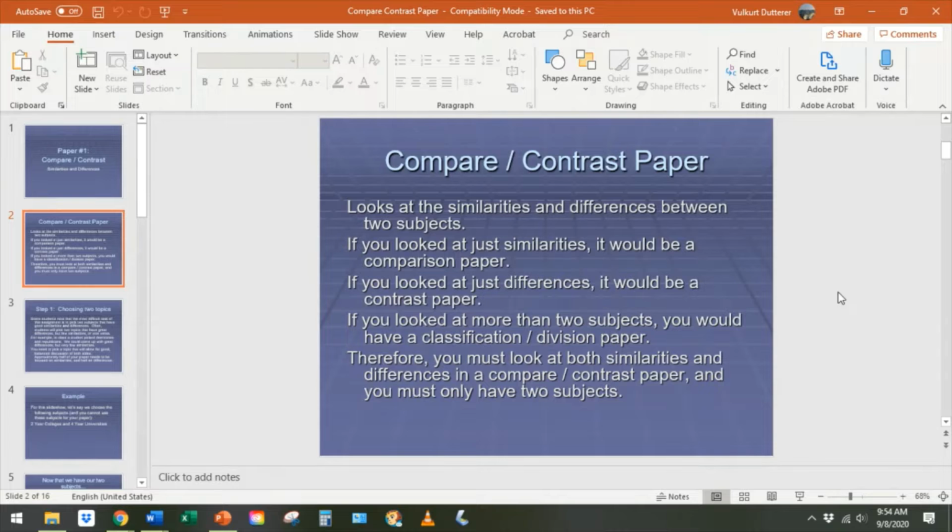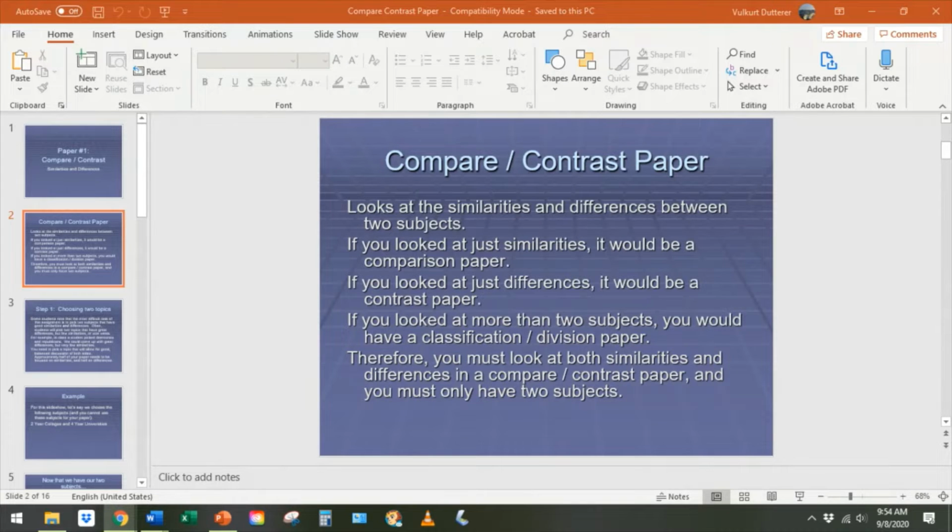Something else that's important is that you can only have two subjects, okay? If you have more than two subjects, then you don't have a compare-contrast paper anymore. You have something called a classification and division paper. If you turn in a classification and division paper for a compare-contrast paper, that's the wrong structure, and you don't do well as far as your grade.